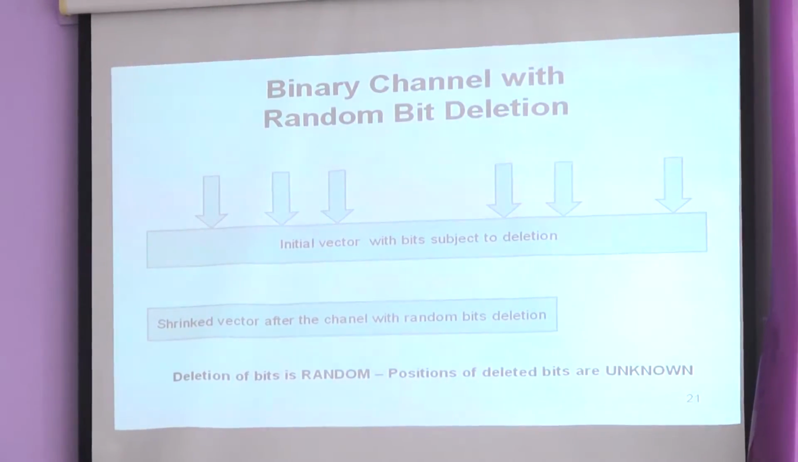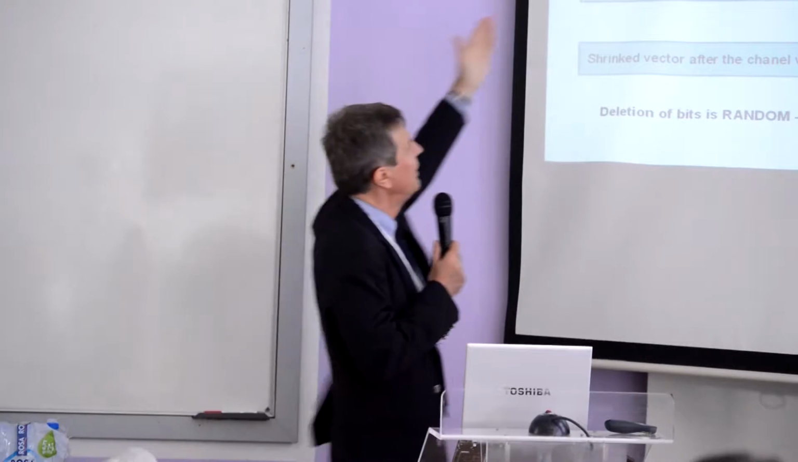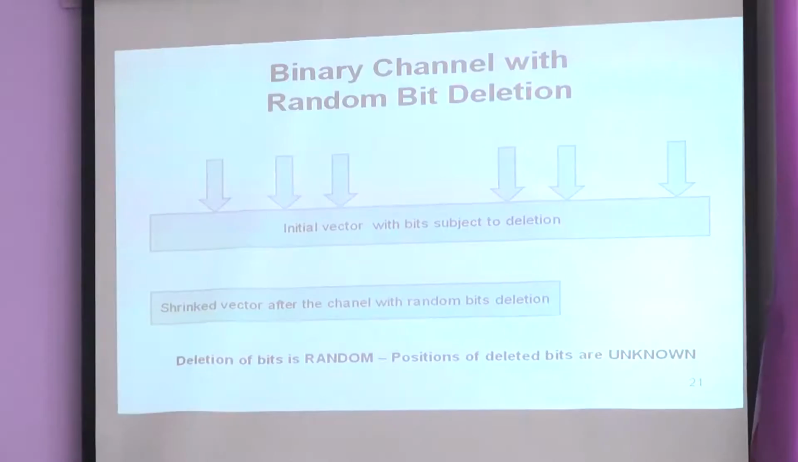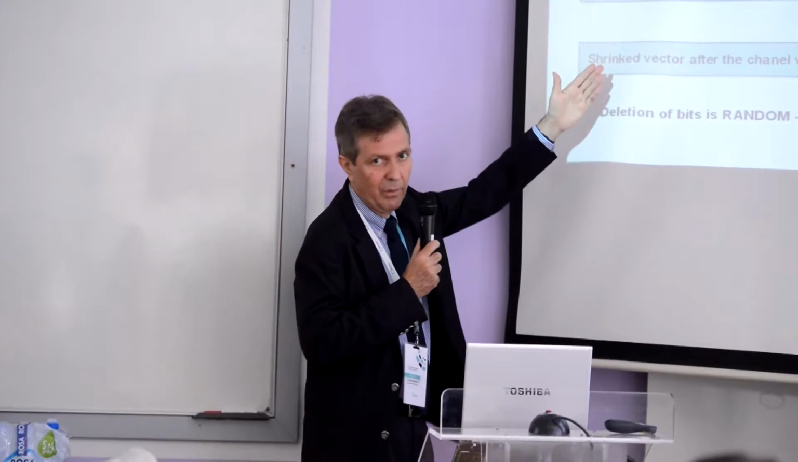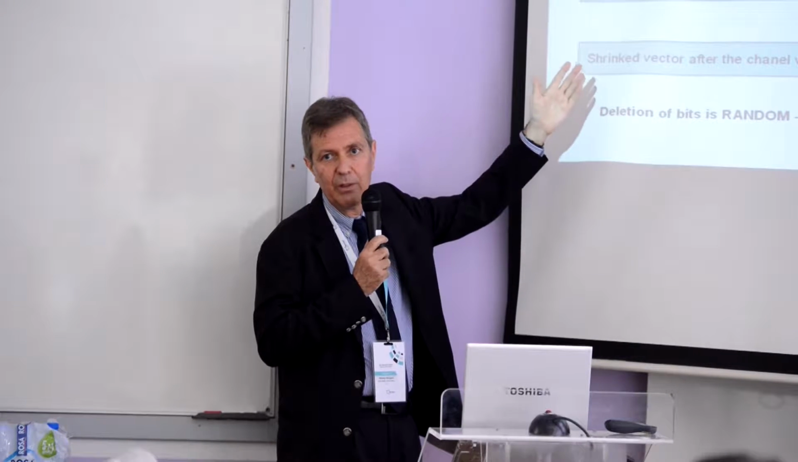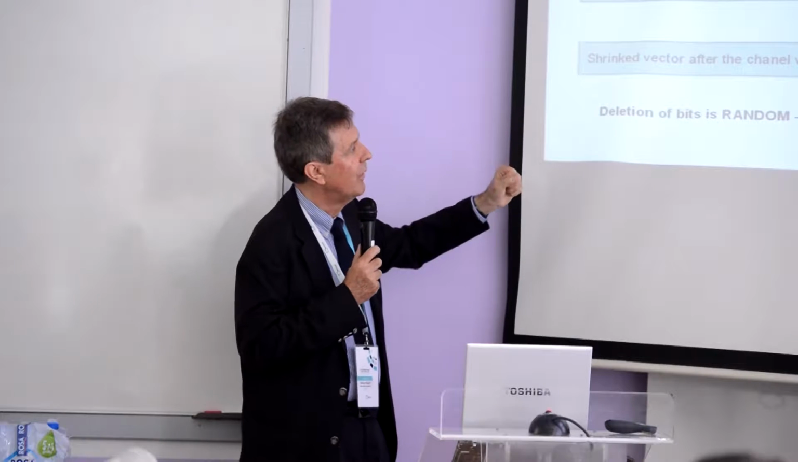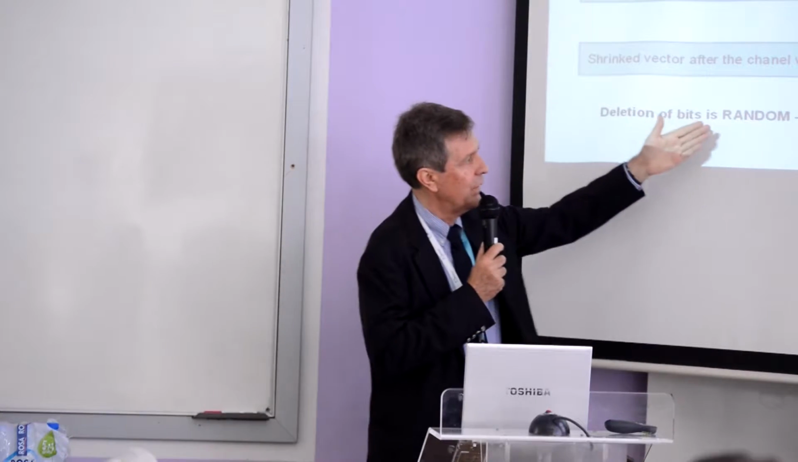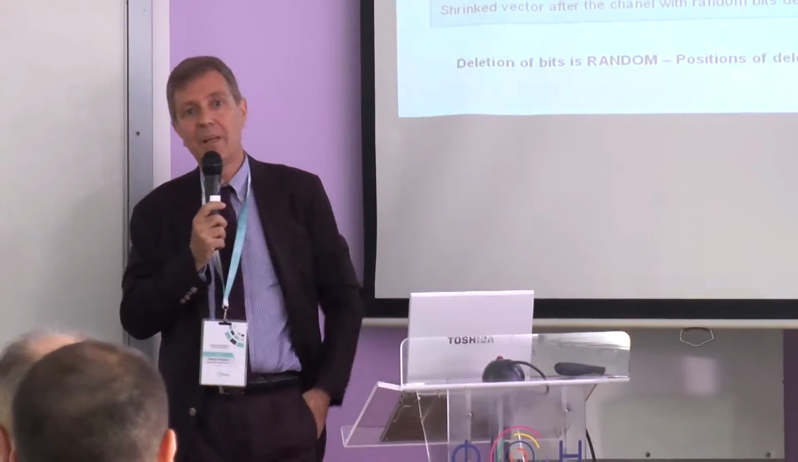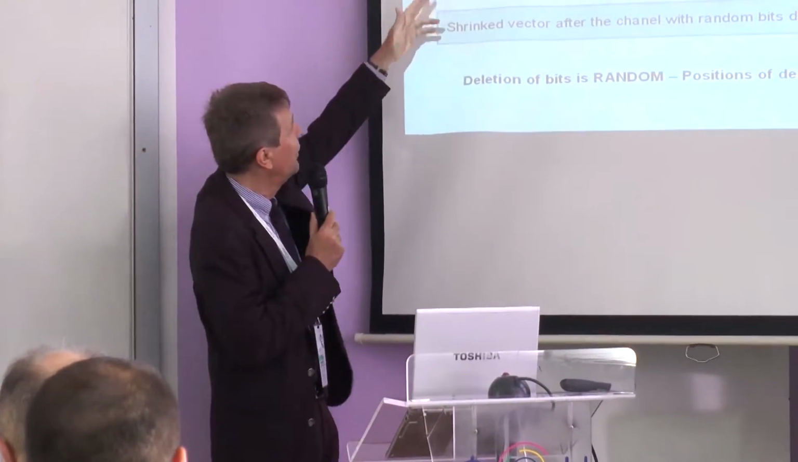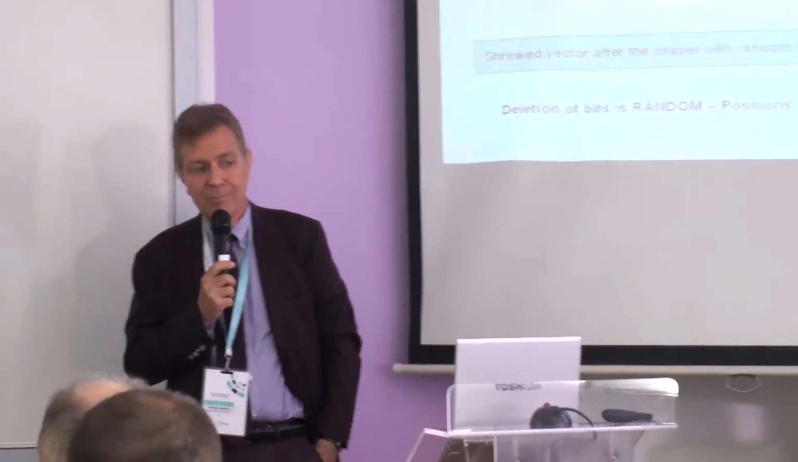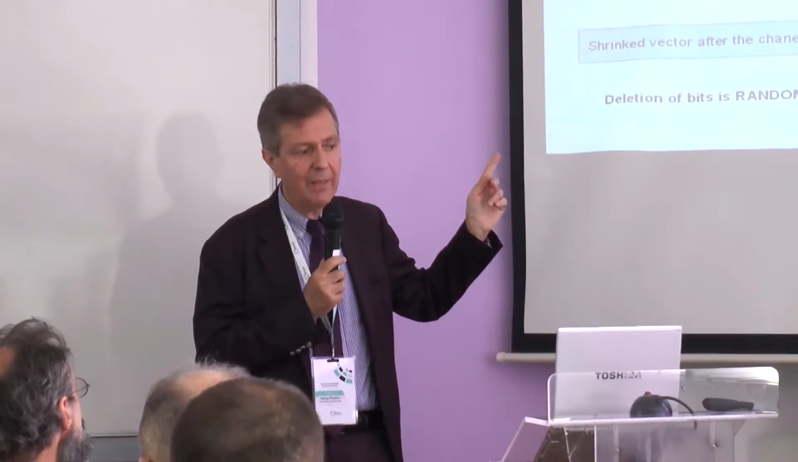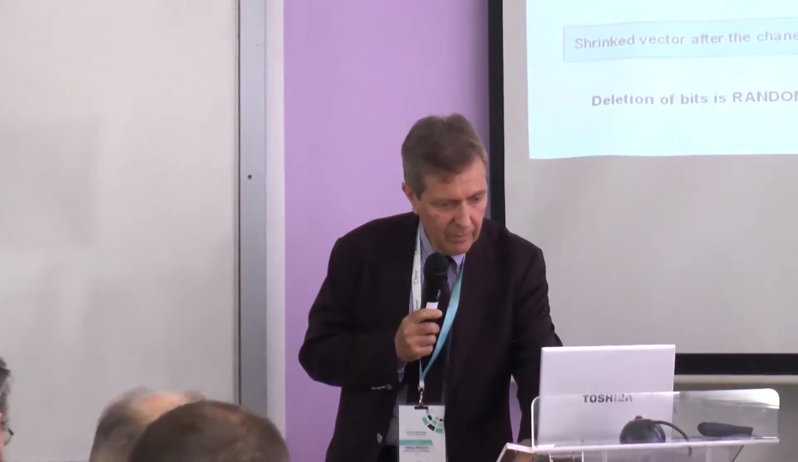Why is it a problem? Okay, look. We are transmitting this vector. But during transmission, bits are subject to deletions. After all, we obtain a shrunk vector. That is the output of a channel with bit deletions. And what is the problem? Deletion of a bit is random, and positions of deleted bits are unknown. We are losing correspondence between bits in the initial vector and the received vector. So this is the story about a binary channel with random deletion.